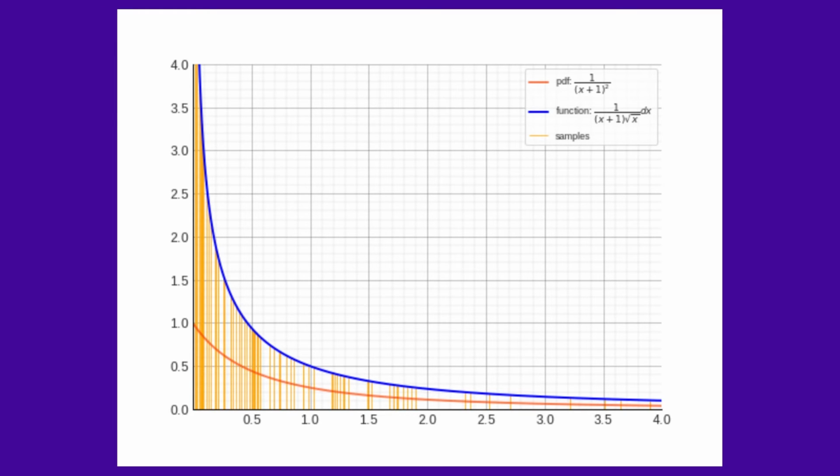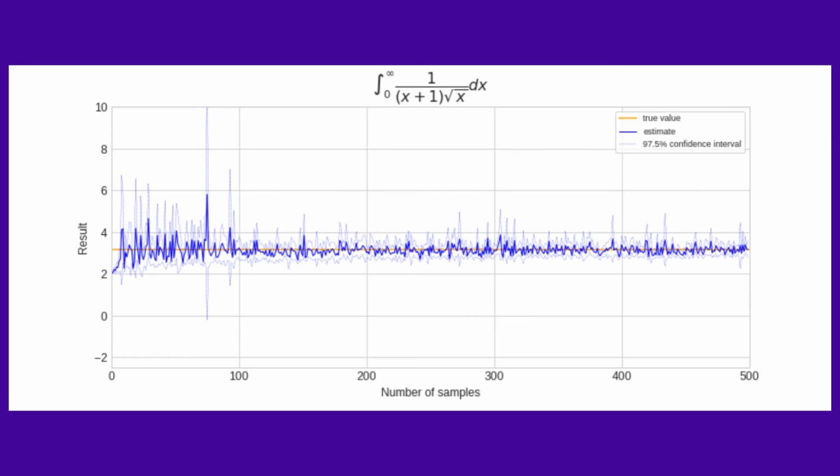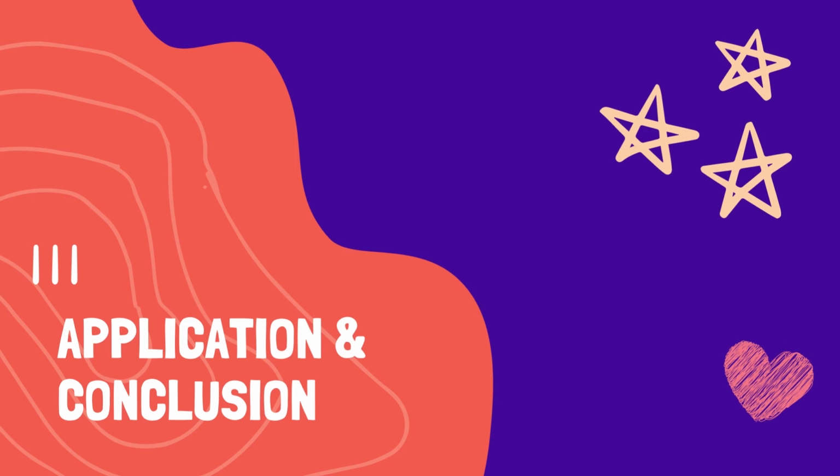To compare this p function with the uniform distribution, we have these two graphs put together. So pause this video for a few seconds. Can you see the difference? And by the law of large numbers, the larger the sample size, the closer the estimate gets to the analytical solution, which is pi.